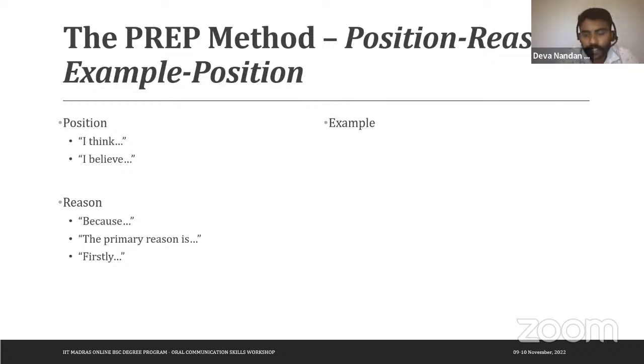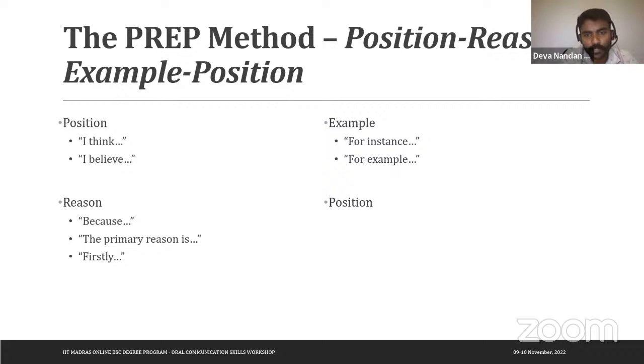Then you can go on to the example. When you're going on to the example, you can use phrases like, for example, or for instance, and you can then state your example, or your instance, of why you are saying it, sort of a real world thing that you got from your research, of course.